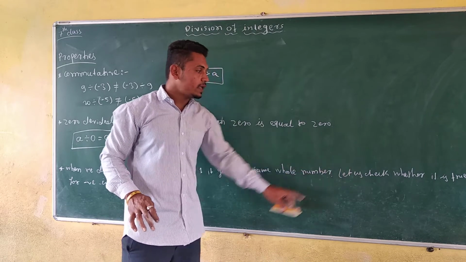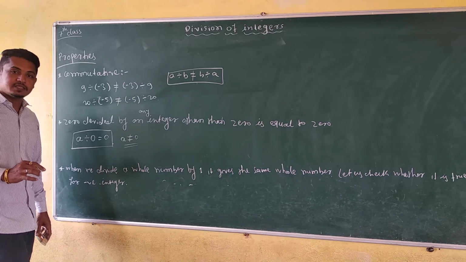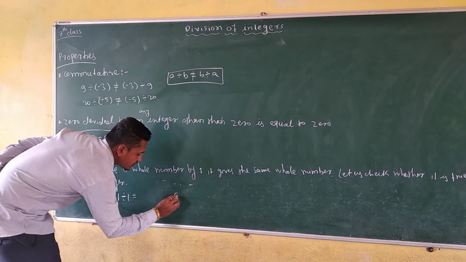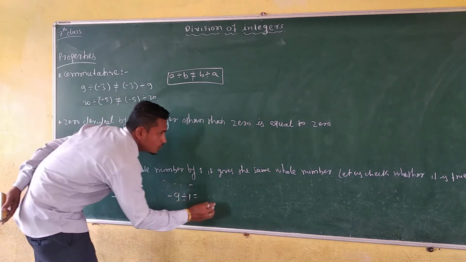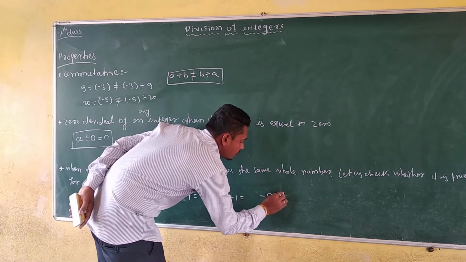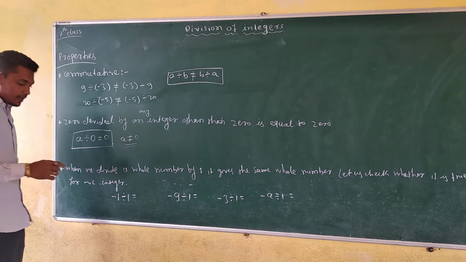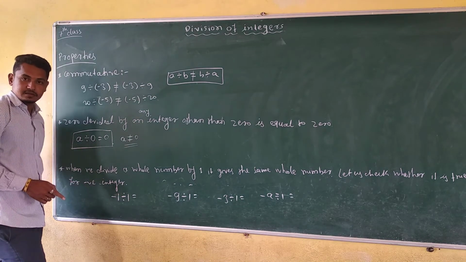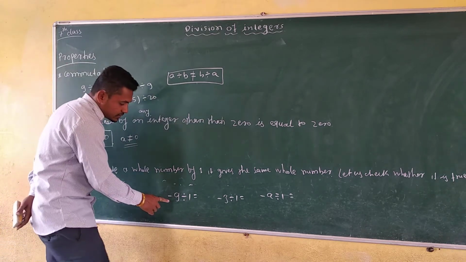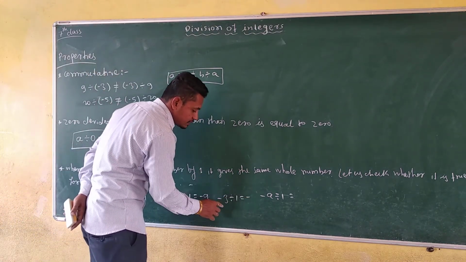Let us check whether it is true for negative integers. Minus 1 divided by 1 is equal to, next, minus 9 divided by 1 is equal to, minus 3 divided by 1 is equal to, and minus 8 divided by 1 is equal to. So now let's check here. Minus divided by plus gives minus, then 1 ones are 1. Minus divided by plus gives minus, then 9 ones are 9. Minus divided by plus gives minus, then 3 ones are 3.